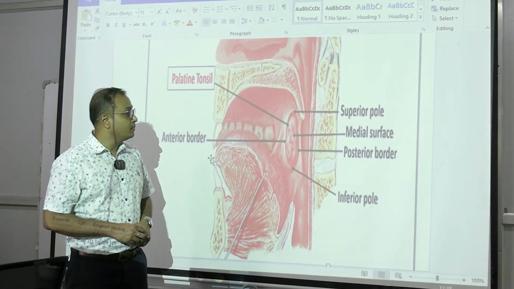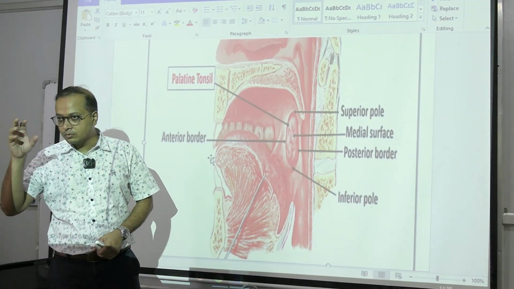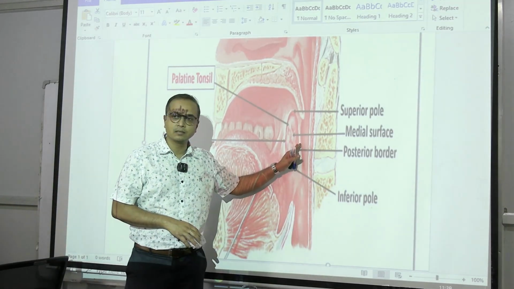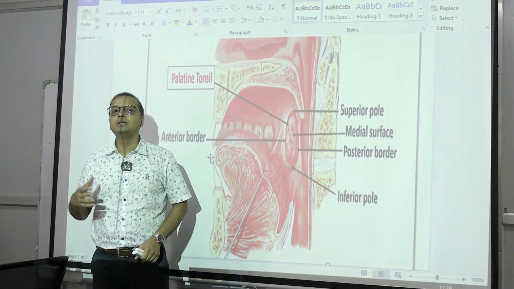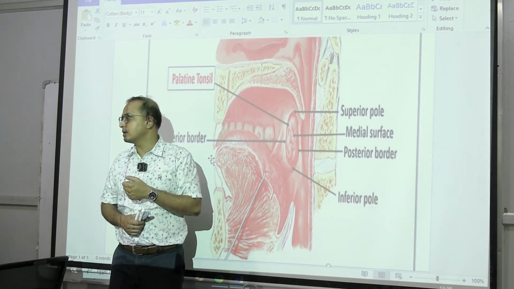surface. Now the medial surface is the surface which you see whenever you throw a light in your mouth, opening your mouth, you are throwing a light, you are seeing a tonsil. This surface you are seeing, the surface we are seeing here, is the medial surface. The other surface which you are not seeing, we call the lateral surface.